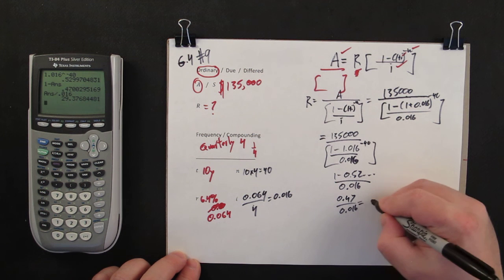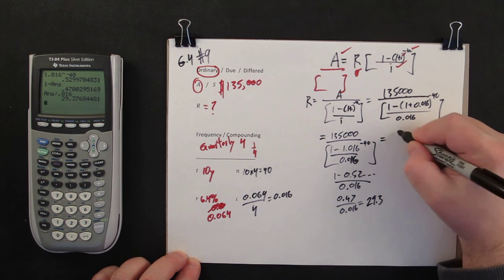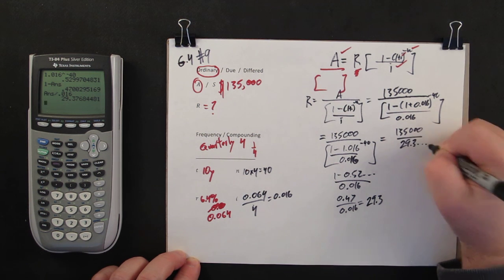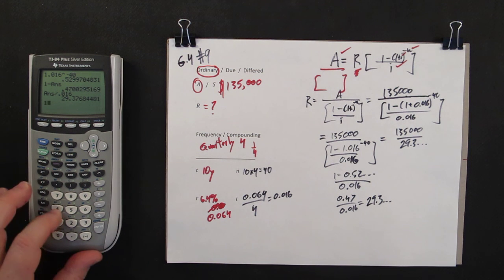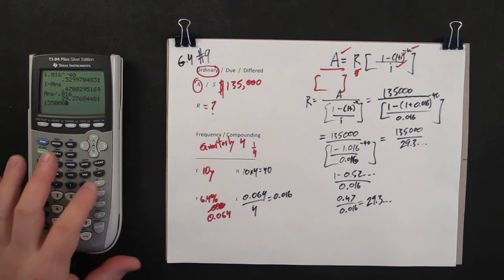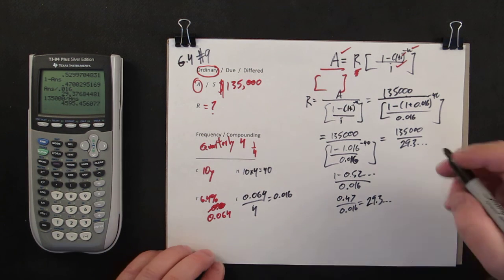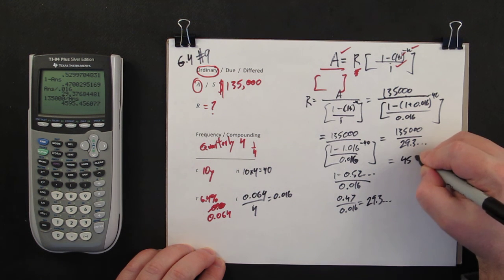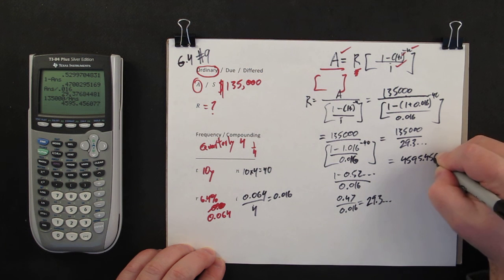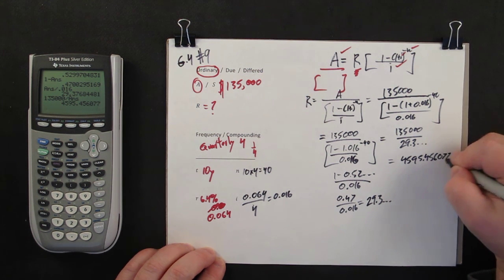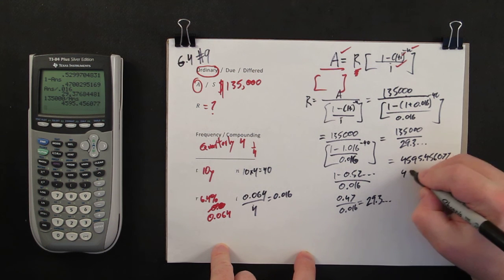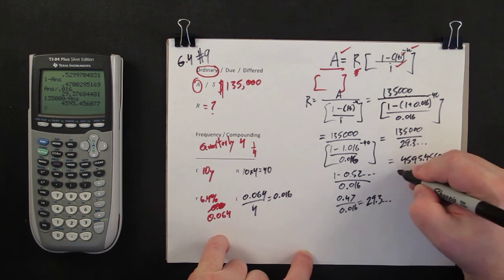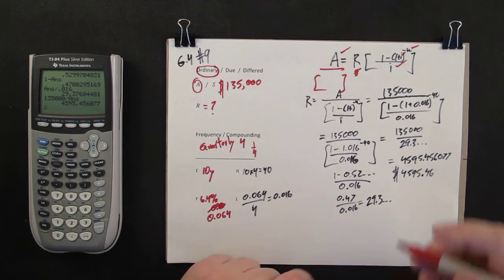Minus that, and you get, this is 29.3, so 135,000 over 29.3 gives you a payment of 4,595 and 45.6. Okay, so you round this. And so that is your payments.